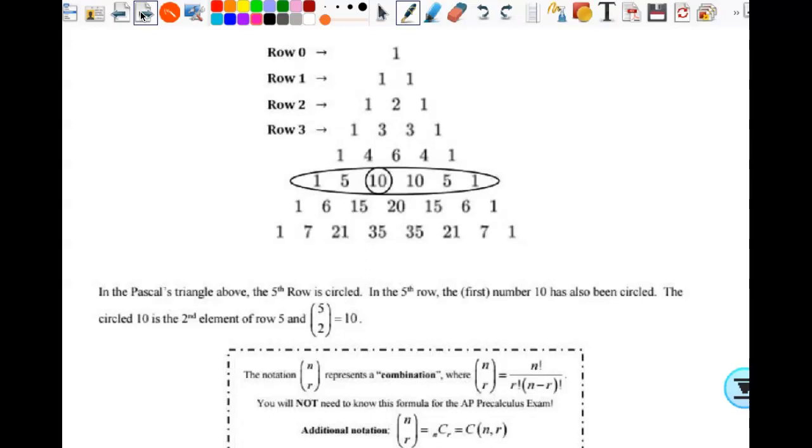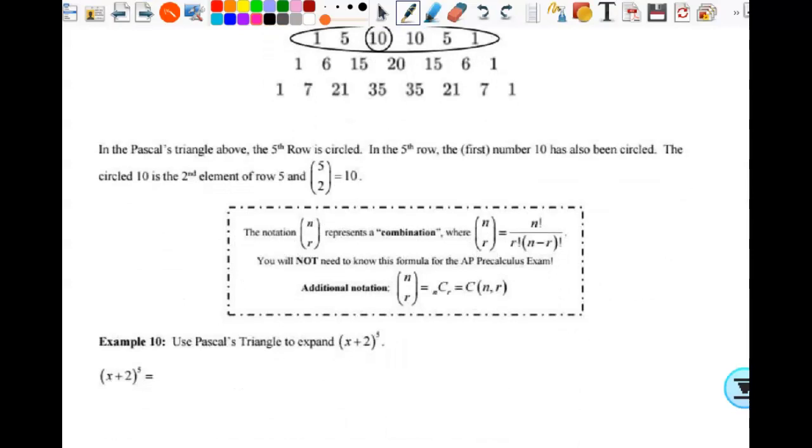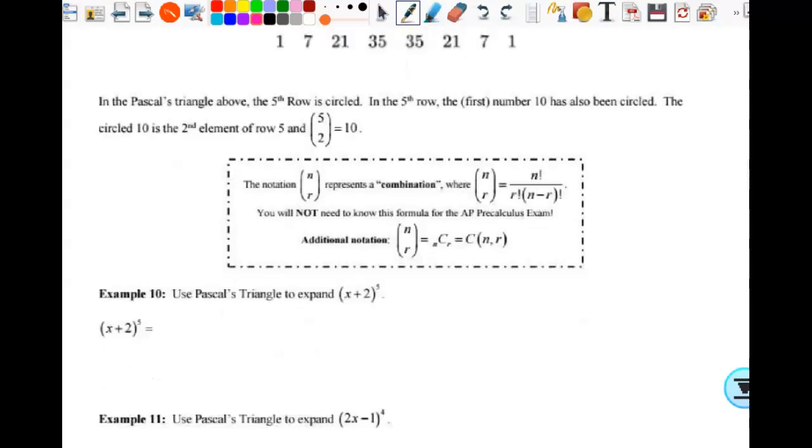So row 5 is circled, right? In the 5th row, the first number 10, so there's 2 10s. That is the second element, because remember we start with 0. So if you see this notation here, it's not a fraction with a missing fraction bar or anything. It's 5 things chosen 2 at a time. Your answer would be 10. That's how you get that number off of there. But again, we're not really looking at this exactly like that. And this is the combination formula that you would have seen in geometry.